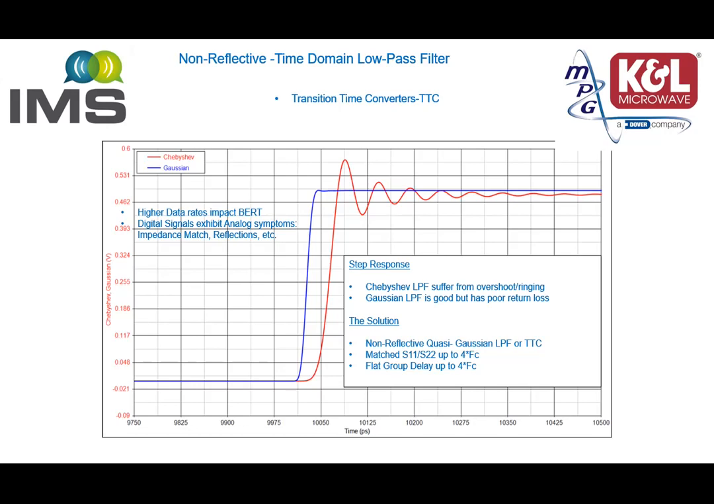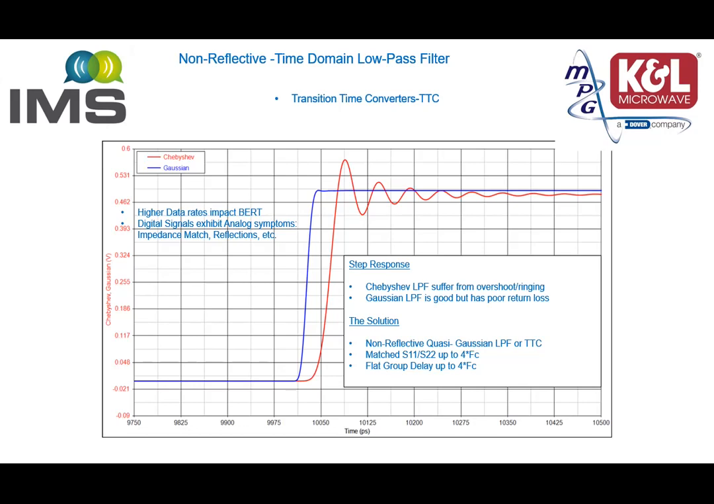Examining the step response of a Gaussian and a Chebyshev filter, we observe that the Chebyshev filter has a lot of ringing, in red in the slide in front of you. And the Gaussian is a perfectly square wave, the blue response. However, the Gaussian has a very poor return loss. It is matched only at DC.